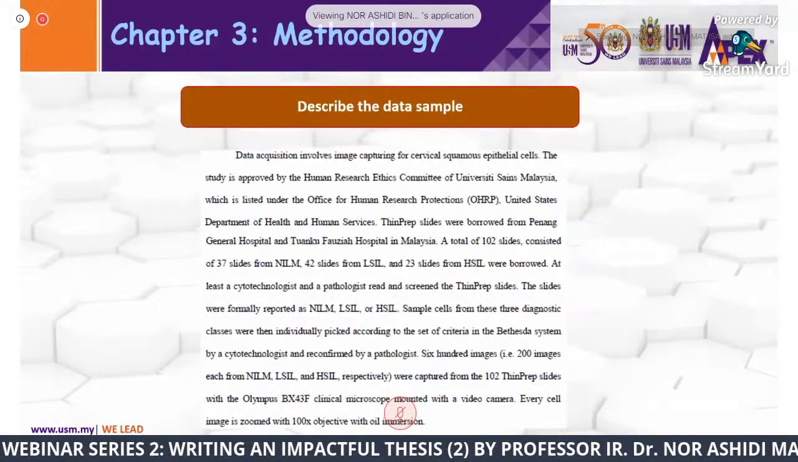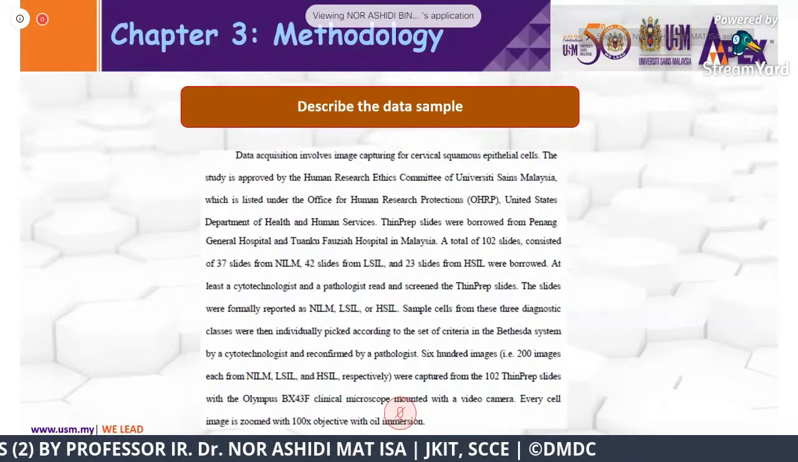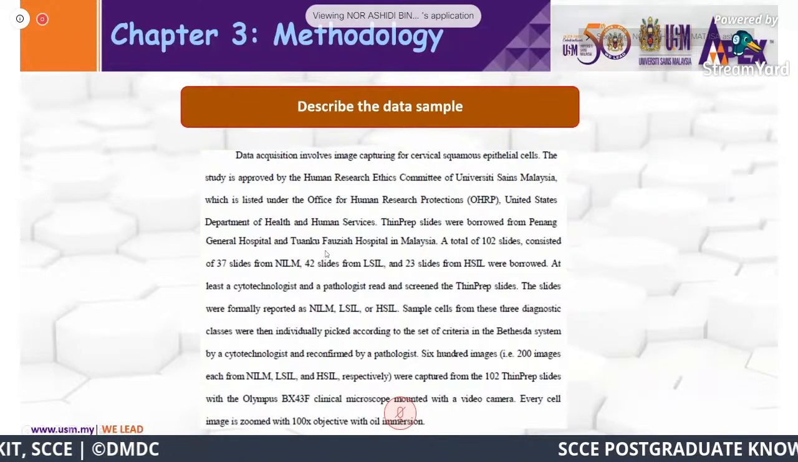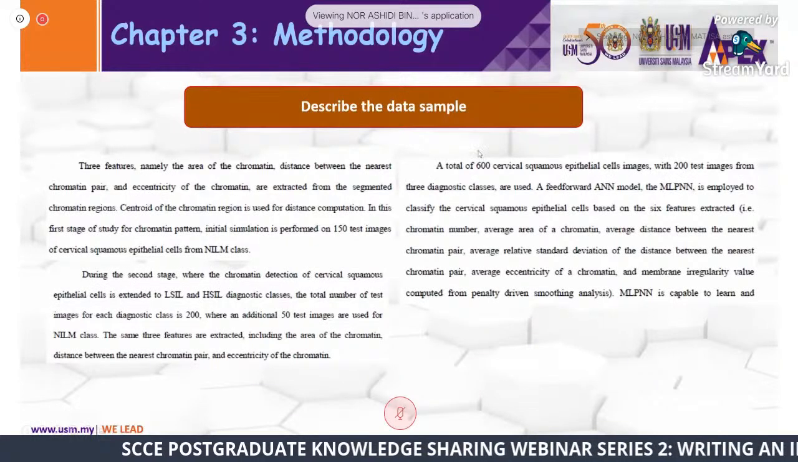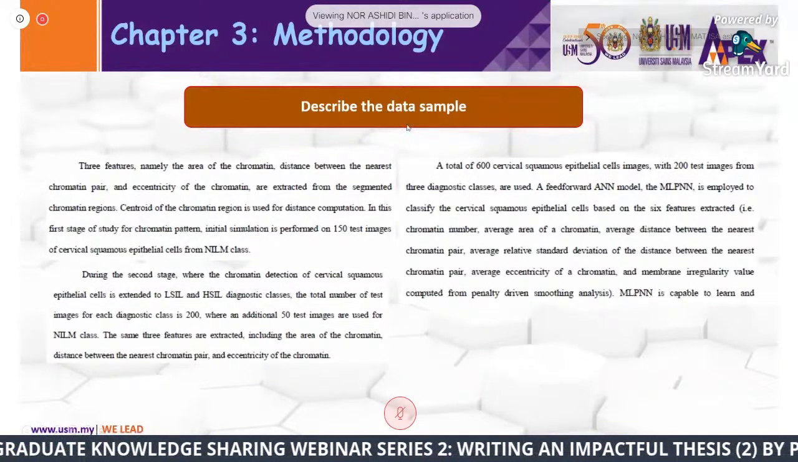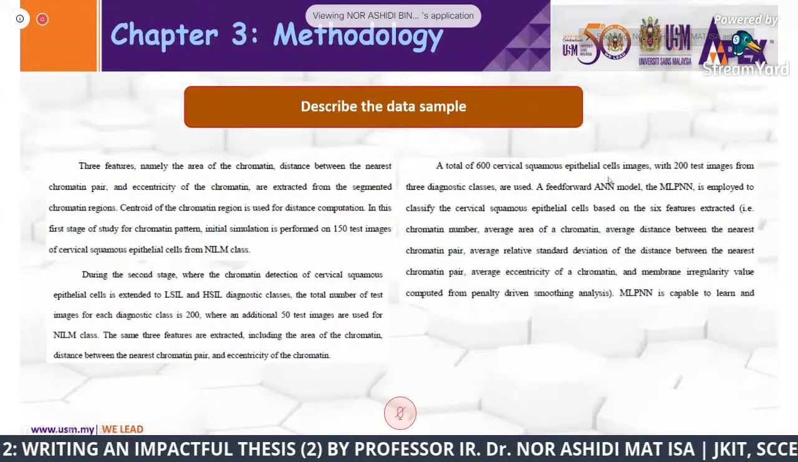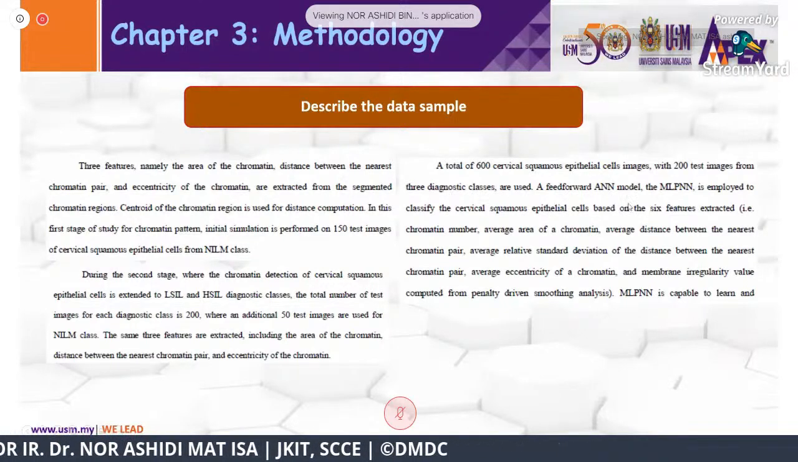Okay, then you describe the data sample. What are the samples to be used? Where do you get the samples? How many samples? Stage 1, stage 2. Where do you get the samples, how many samples, and so on. Once again, this is still the description of the data sample. For example, 600 cells, 200 from each diagnostic class, and so on.